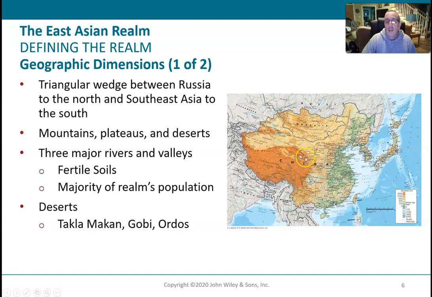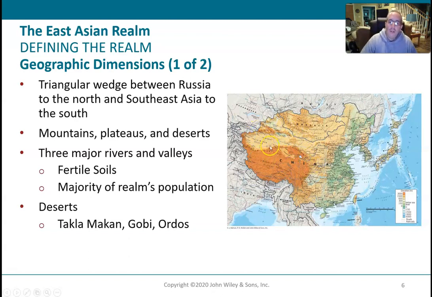So as far as their population goes, and they're the most populous country in the world, remember this realm and the South Asian realm with India, those two together have more people in the world than the rest of the world combined. Most of the people in China live on the eastern coastal area or eastern half of the country. Eastern third of the country, probably more accurate. The western part, because of its mountains and its desert climates, is pretty sparsely populated.